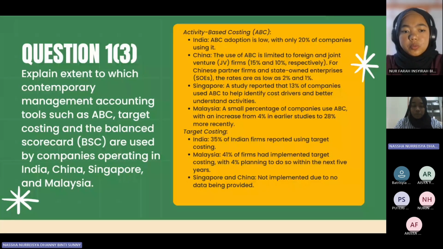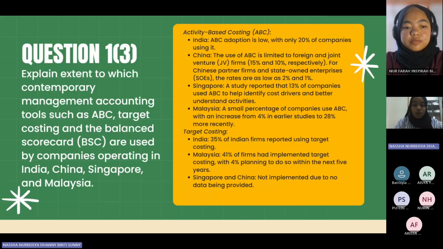This highlights a strong commitment to controlling costs from the outset. However, in Singapore, there is no available data on the use of target costing, which suggests that this approach may either not be widely adopted or not actively reported in these regions.